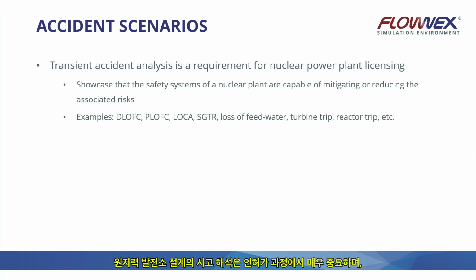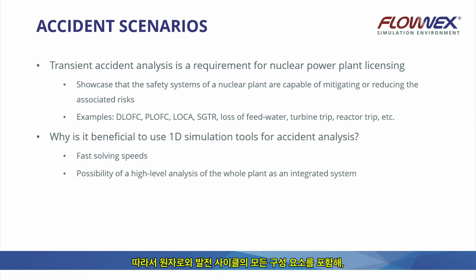Accident analysis of a nuclear plant design is crucial for licensing and forms part of the safety analysis report. Such an analysis showcases the capability of the safety features of the proposed plant to prevent an accident or lessen the effects thereof. A few examples of common accident scenarios that should be tested are a depressurized loss of forced cooling, pressurized loss of forced cooling, loss of cooling accident, steam generator tube rupture, loss of feed water, turbine trip, reactor trip, etc.